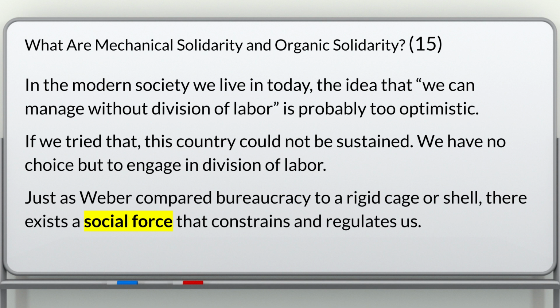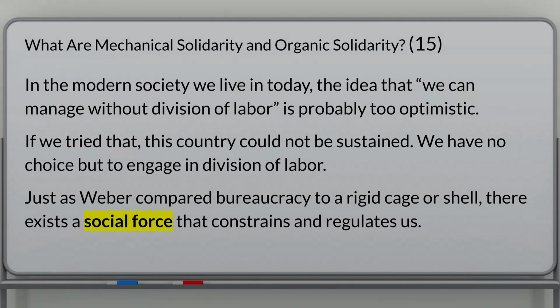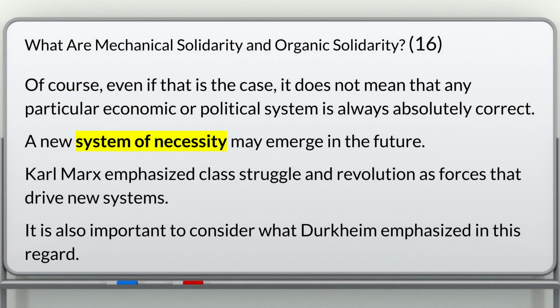Just as Weber compared bureaucracy to a rigid cage or shell, there exists a social force that constrains and regulates us. Of course, even if that is the case, it does not mean that any particular economic or political system is always absolutely correct. A new system of necessity may emerge in the future. Karl Marx emphasized class struggle and revolution as forces that drive new systems. It is also important to consider what Durkheim emphasized in this regard.